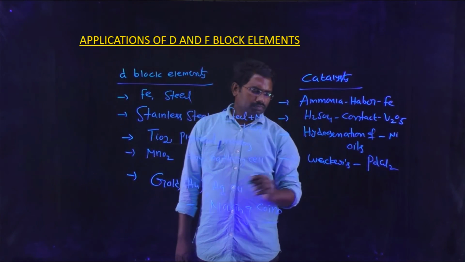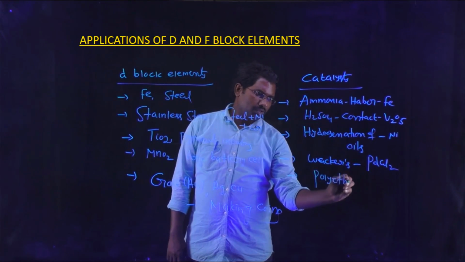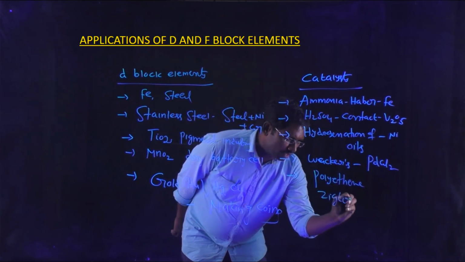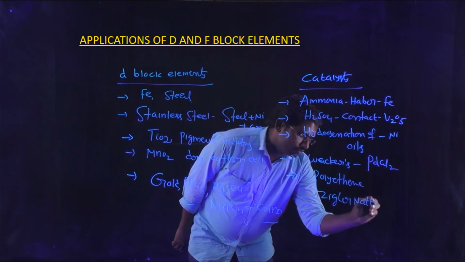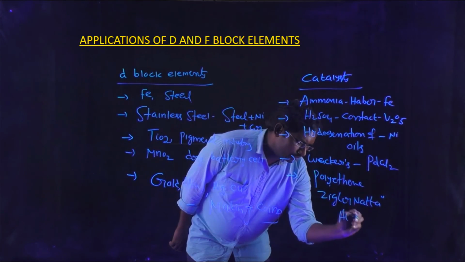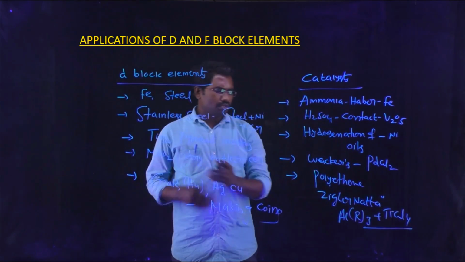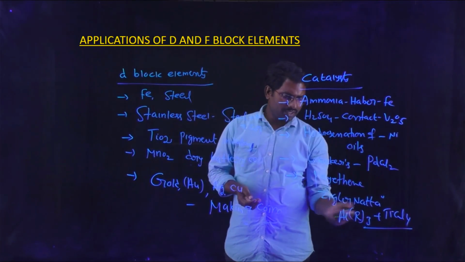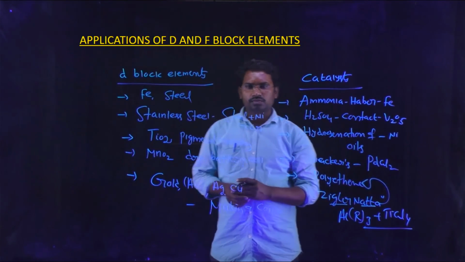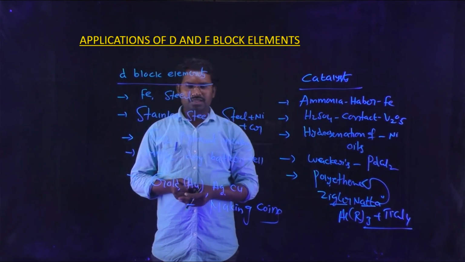And next one, in the preparation of polythene, a catalyst known as the Ziegler-Natta catalyst can be used. The Ziegler-Natta catalyst is a mixture of trialkyl aluminum and titanium chloride. So trialkyl aluminum and titanium chloride is the best Ziegler-Natta catalyst, used for making polythene. So these are all uses of the d and f block elements in different aspects.